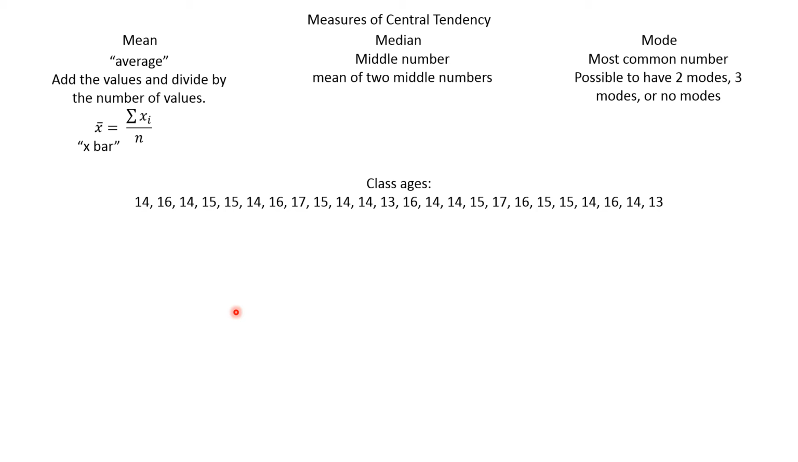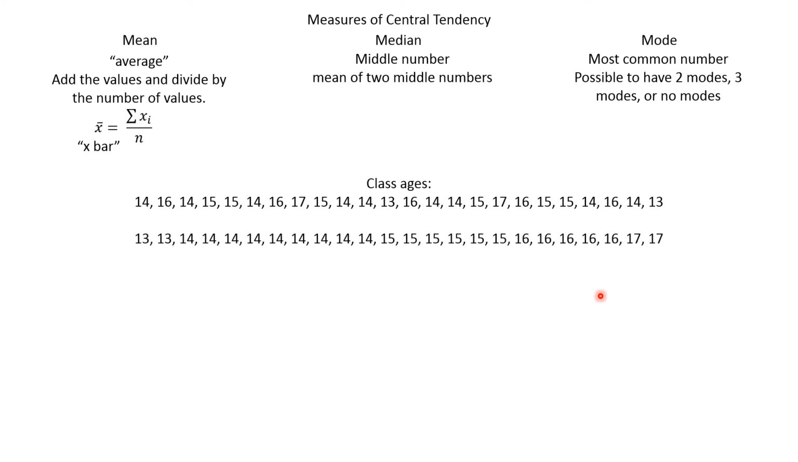We can find the mean straight from here. We could find the mode from here, although that's going to be a bit more difficult. It's going to be really hard finding the median from this raw data. The very first thing we could do to this data is simply put it in order. If we put it in order, that makes things a lot easier.